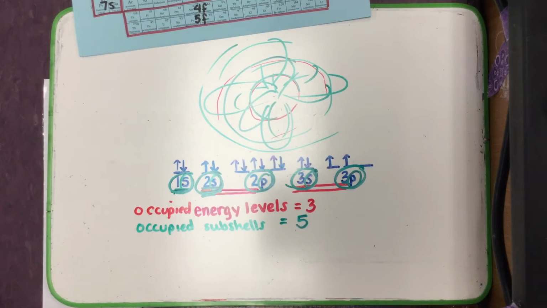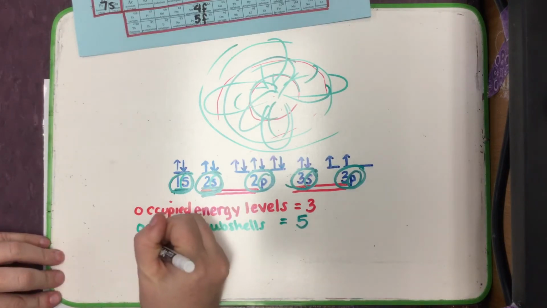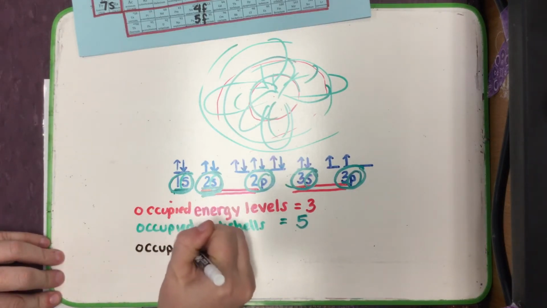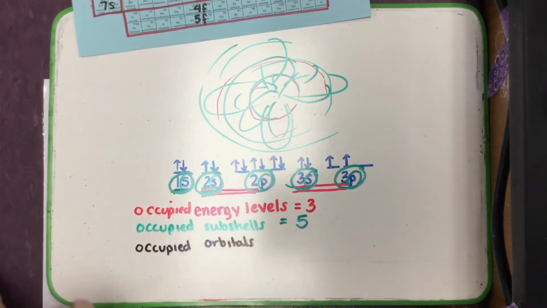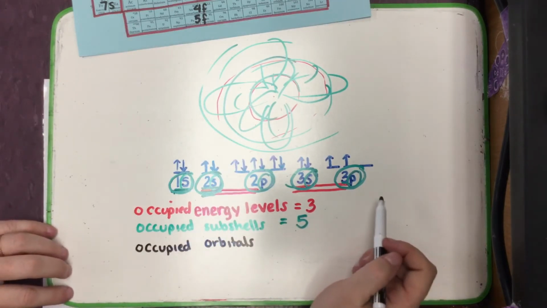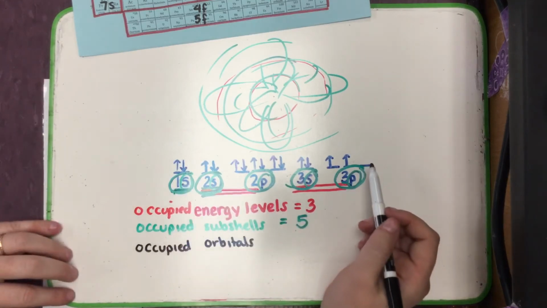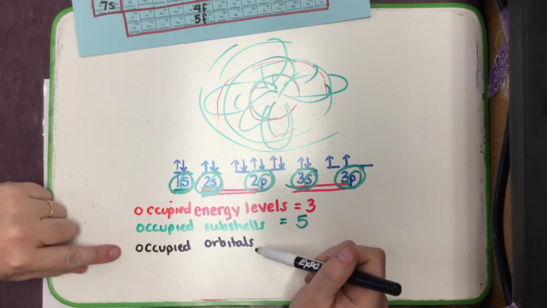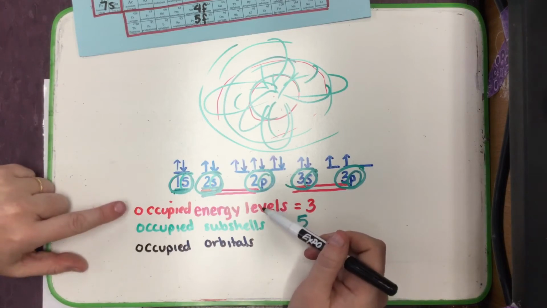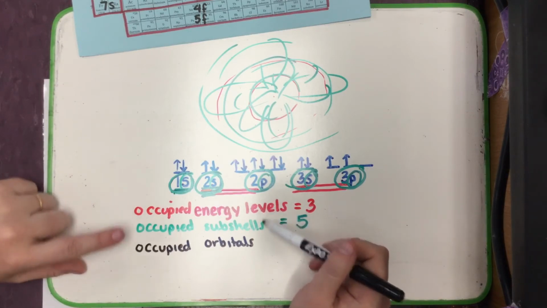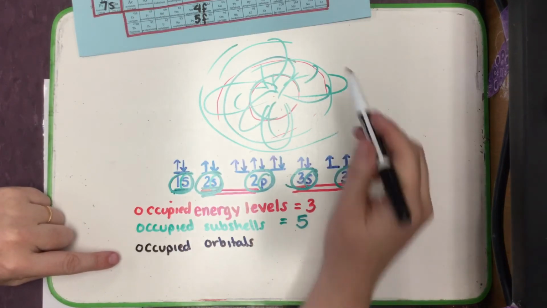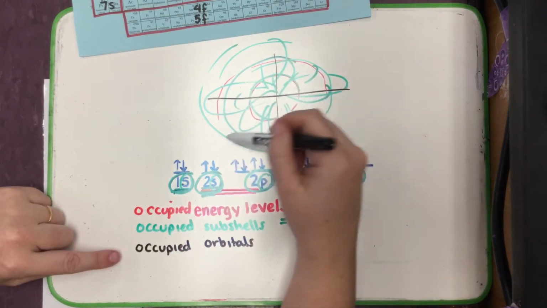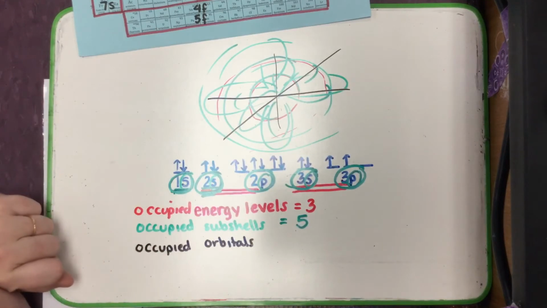The other vocab term that we talked about briefly last time were the orbitals. And we said orbitals were the most specific description of the region that the electrons were found. Because in order to describe the orbital, we not only had to know the size, the energy level, and the shape, the subshell, but we also had to describe the region based on its orientation around the x, y, and z axes.